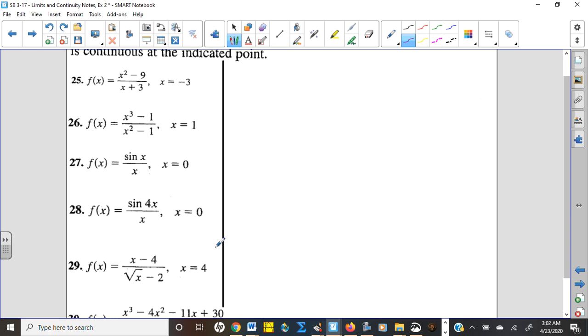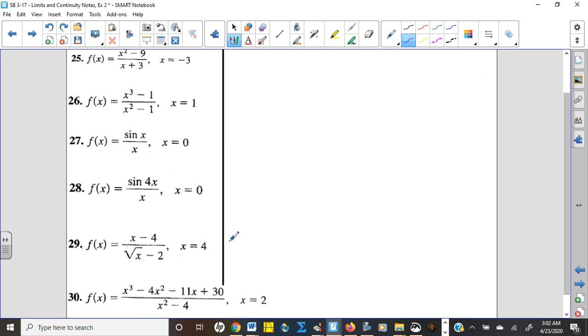27 and 28 went back to the early problems we were doing a couple weeks ago when we had to know that relationship. This one is just the identity, immediately, the limit of sine of x over x as x approaches 0, by the identity that we established, is equal to 1. 28 I'll do because we have to think through it a little bit more, but not much.